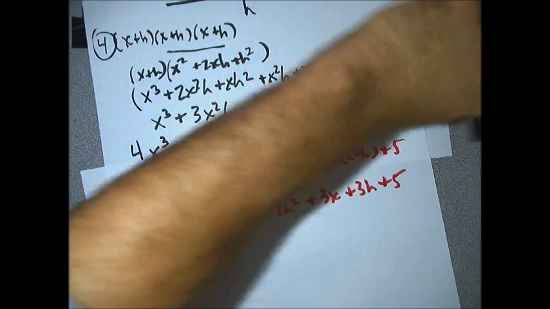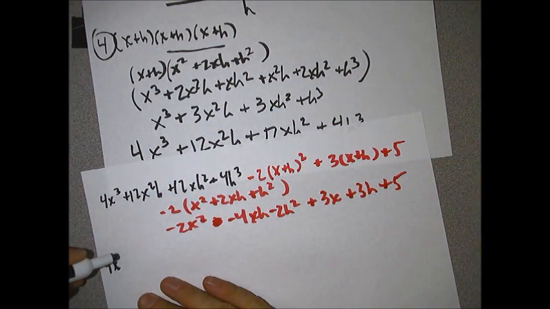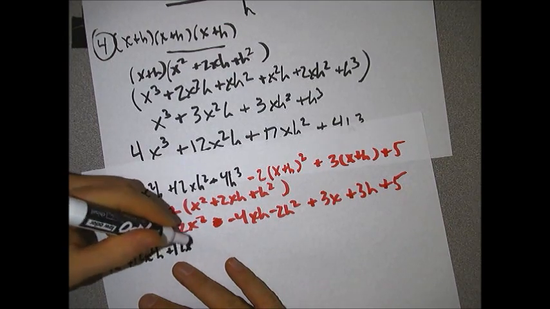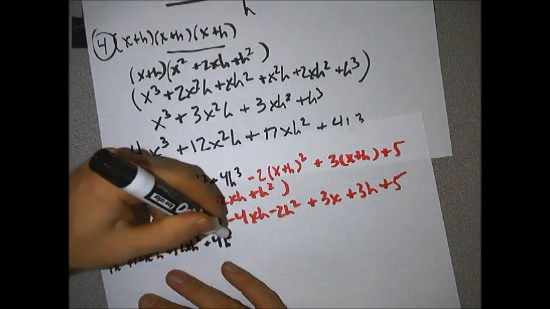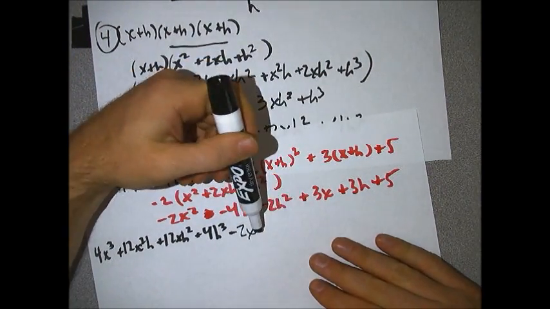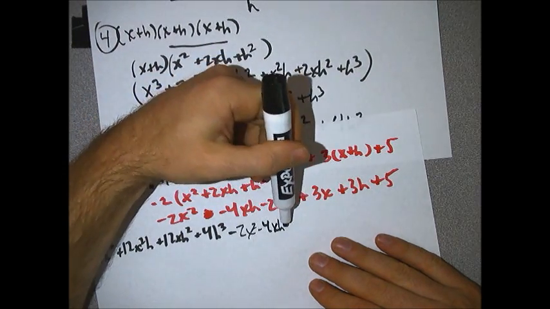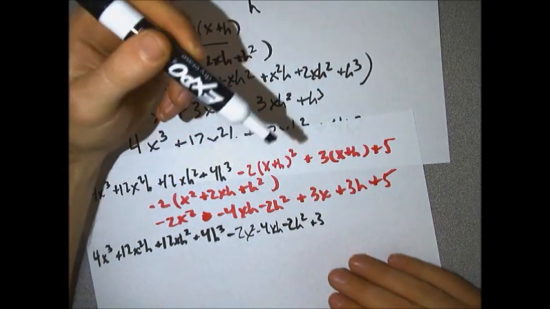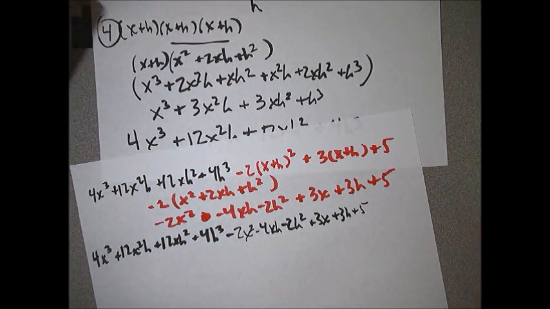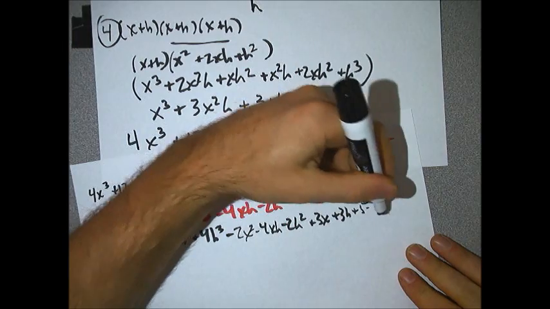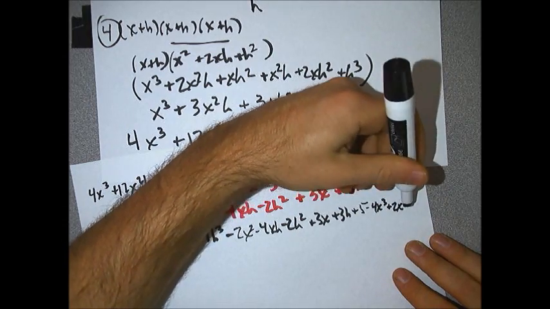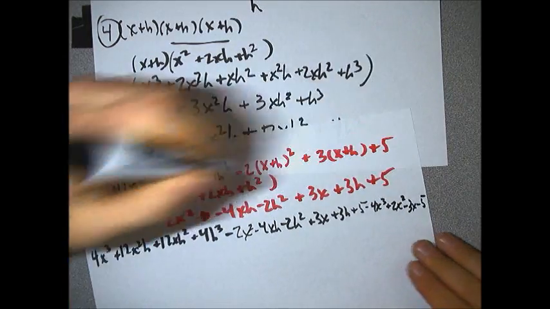So let's see how small I can write. 4x to the third plus 12x squared h plus 12xh squared plus 4h to the third minus 2x squared minus 4xh minus 2h squared plus 3x plus 3h plus 5. Okay, minus the original, which means I'm going to run a negative symbol through it, right? So minus 4x to the third, double negative, so plus 2x squared minus 3x minus 5. All of that's over h.